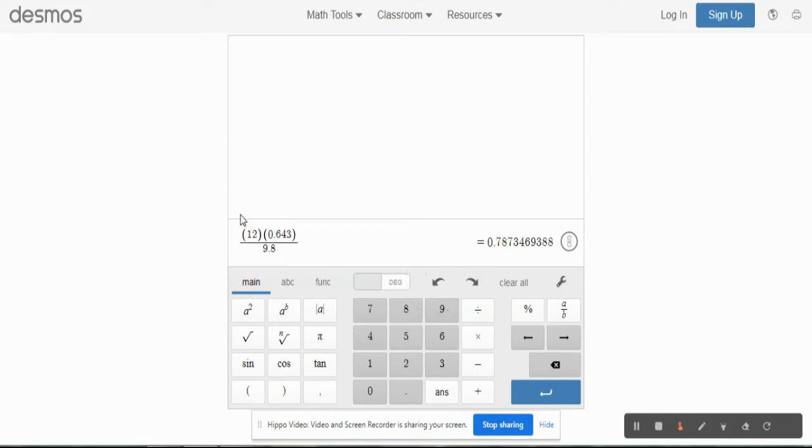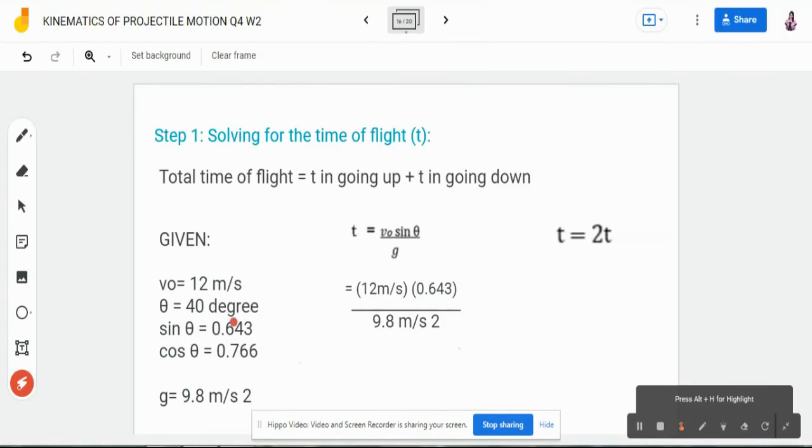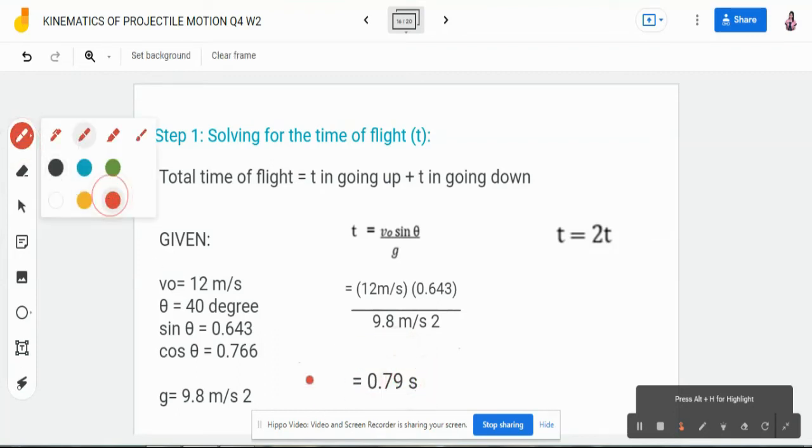Ayan. So, makikita natin, ito yung nakuha natin sagot. We have 0.79 seconds kasi niround up natin siya. So, lagay natin 0.79 seconds. So, ito yung ating time to reach the maximum height. So, once again, hindi pa ito yung ating final answer. Ito lang yung time in order to reach the maximum height.